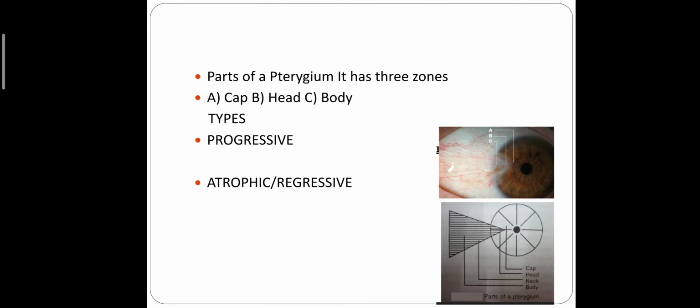Then, coming to the parts of pterygium, like you can see in the picture. As the definition goes, it's a triangular or wing shaped encroachment of the bulbar conjunctiva onto the cornea. So you can see a triangular shape. This is a triangular shaped fold. It has a cap, head, neck, and body. This is the cap, like it's shown in the picture. Cap is nothing but the apex.